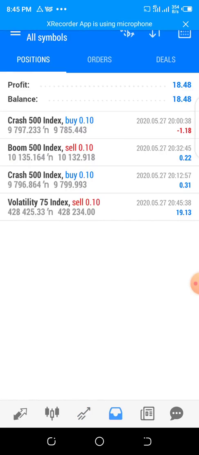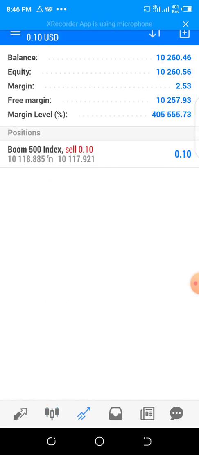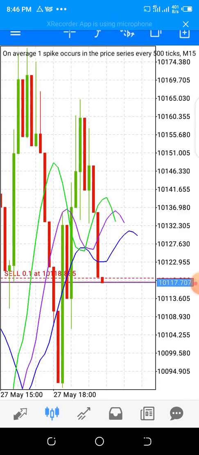Now look at my profit. Now I've gotten $18. Volatility 75, I closed at 19.13. I told you that when it is below the alligator, you can sell. When it's above the alligator, you buy. So now this is Boom. Now I've bought it. So I'm going to trade Boom for at least 5 minutes or 3 minutes.